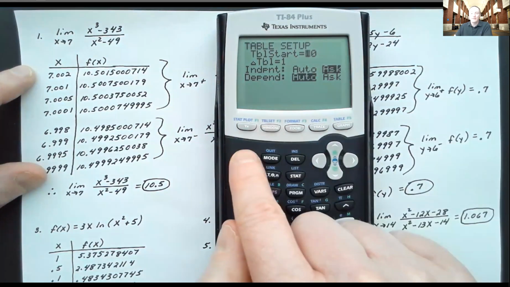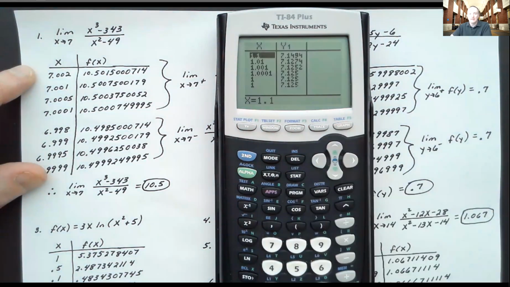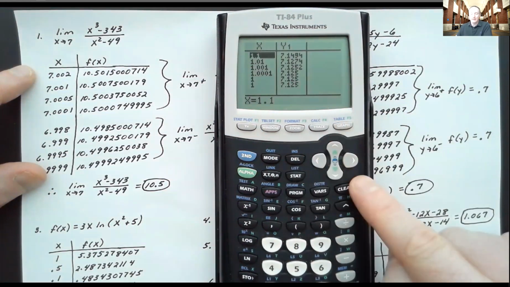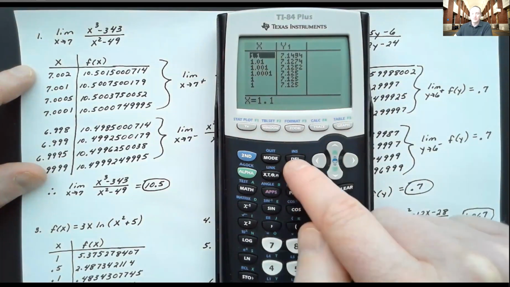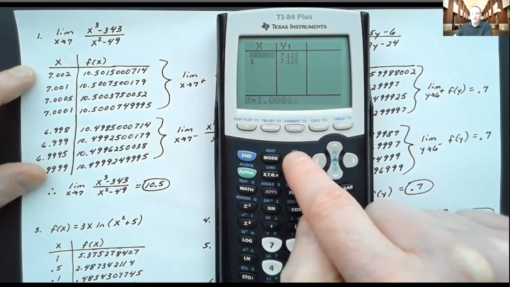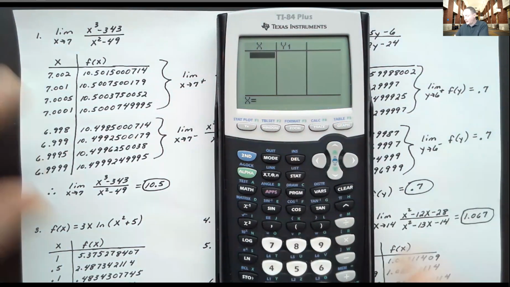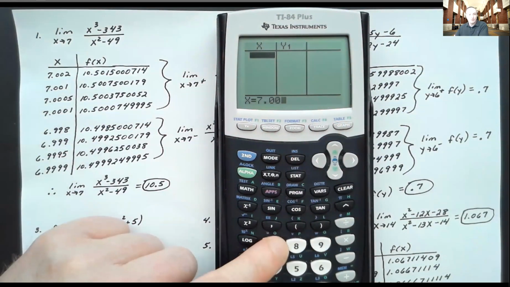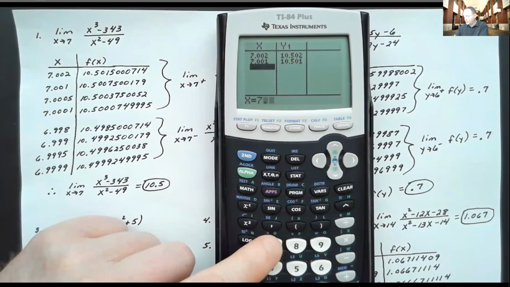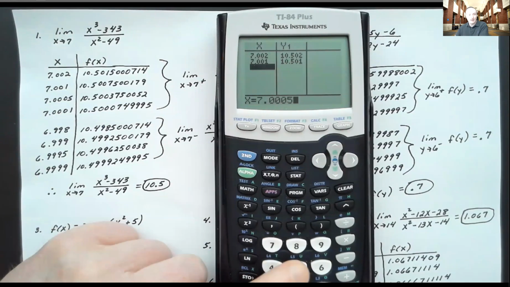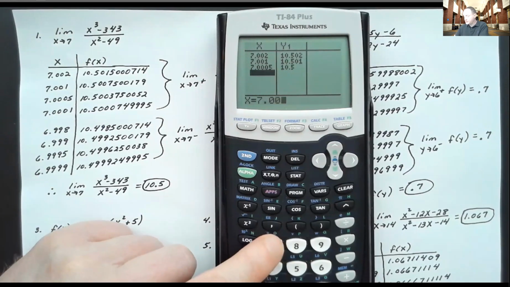So now that I have it set up that way, I'll go to my table. Now, you can see I already have some values in there, and they're not important for this problem. The clear button doesn't work, but the delete key will. It just deletes them one at a time. So I just delete all those out. Now I enter in what I need. I have the 7.002. I have the 7.001, the 7.0005, and the 7.0001.